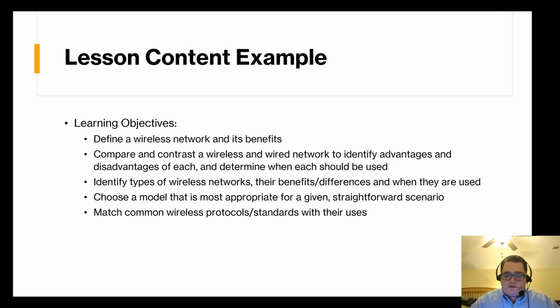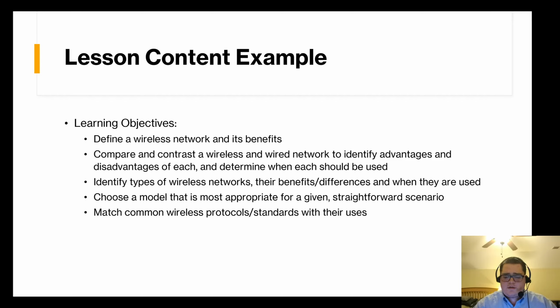Next in the lesson, you would cover your learning objectives. So for lesson 1, the learning objectives established were to define a wireless network and its benefits, compare and contrast a wireless and wired network to identify advantages and disadvantages of each, as well as determine when each should be used or when each is preferred.